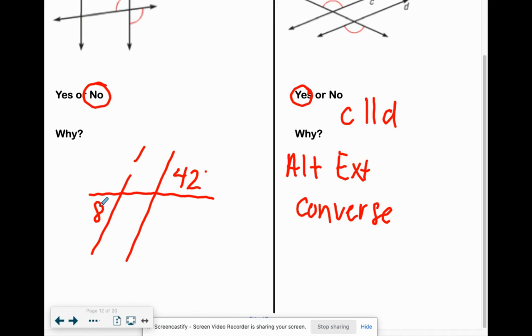This is a bad example. It's already telling us the lines are parallel. Let's skip that one. Not a good example. Cross it off. Cross it off, kids.